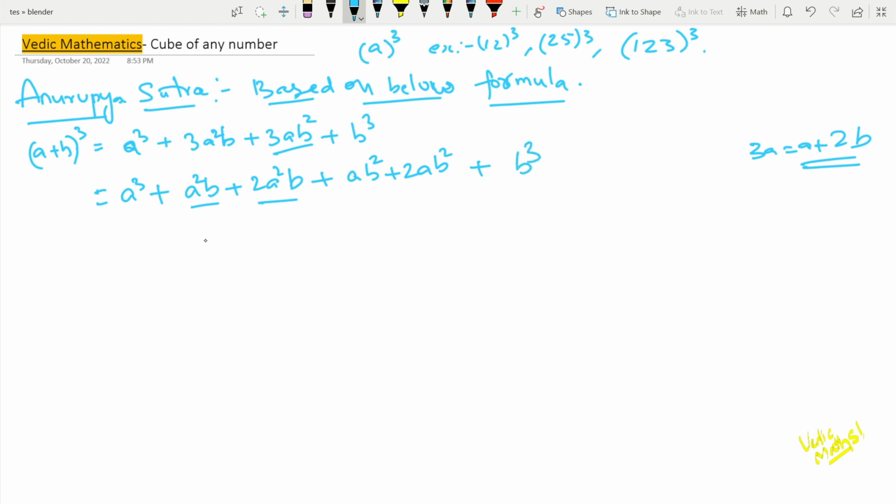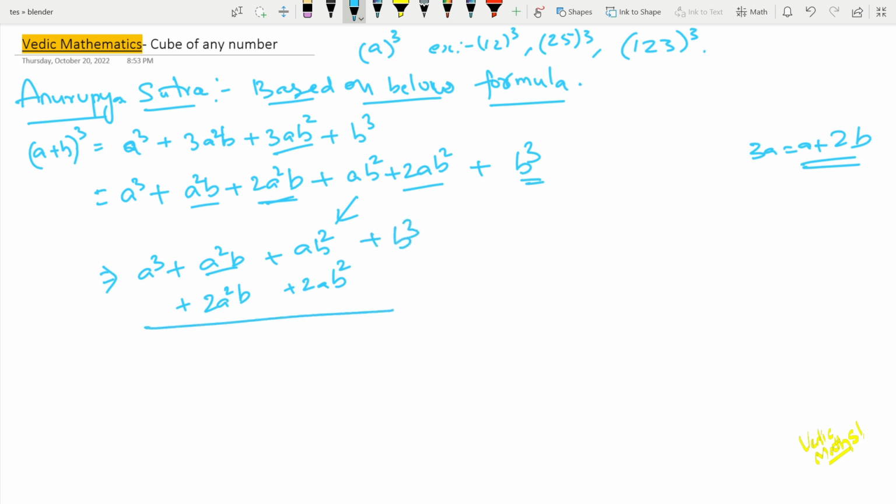Now I'll write it down like this: a cube plus a square b plus 2a square b. The same thing I'm writing below this: a square b. Now ab square, writing it here, and then I'll write 2ab square below this. Now next we have b cube.